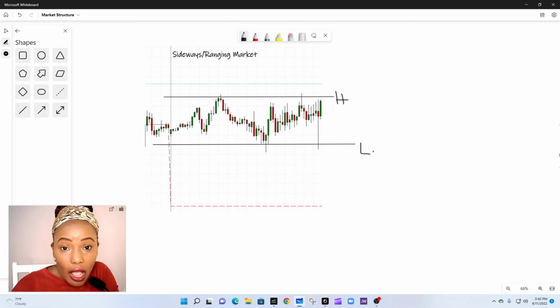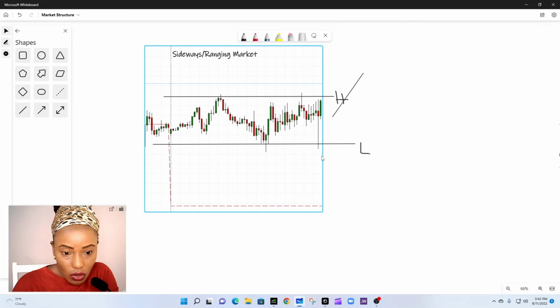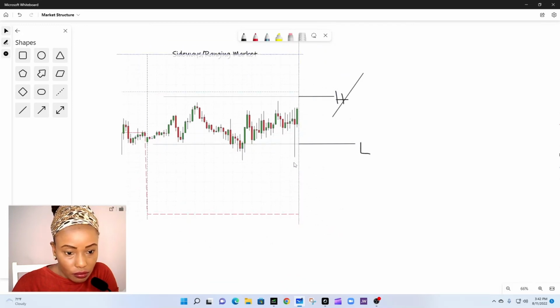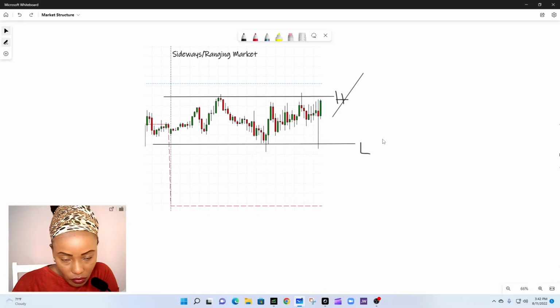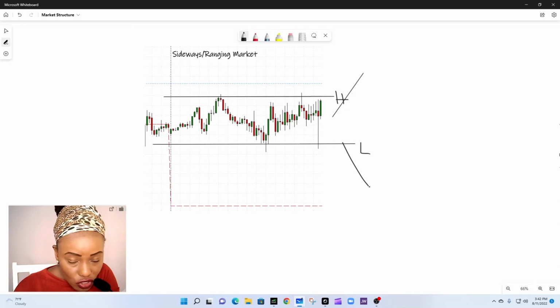You wait for a breakout, because eventually the price will break out of this area. So it might either break out to the higher side or break out to the lower side. Once the price breaks out of this range, you wait for a retest, then start looking for opportunities either to buy or to sell.